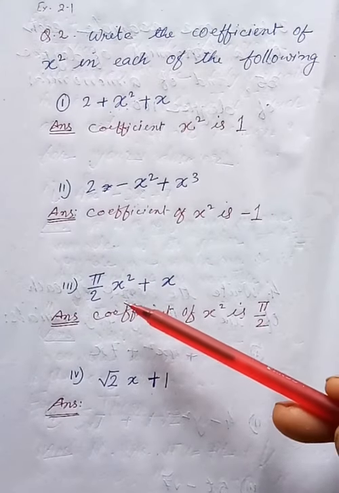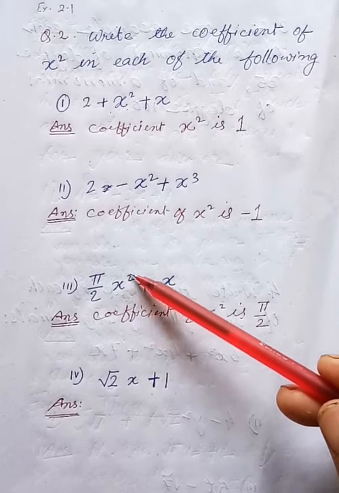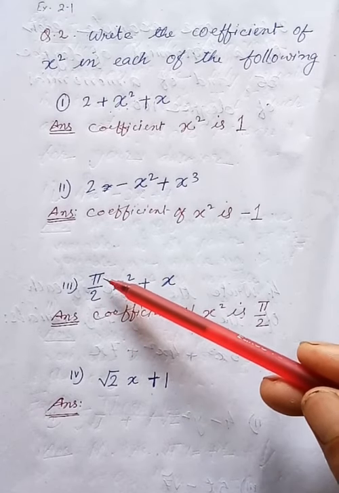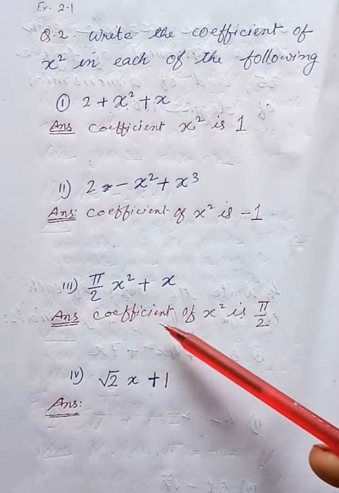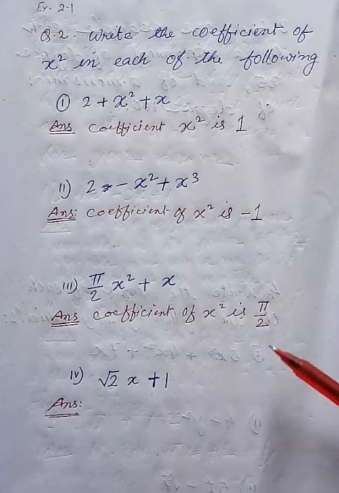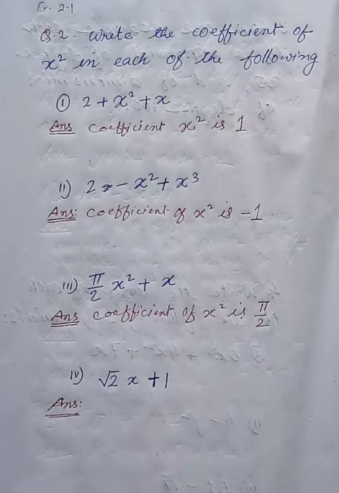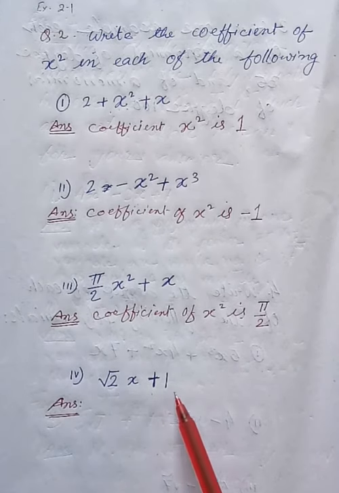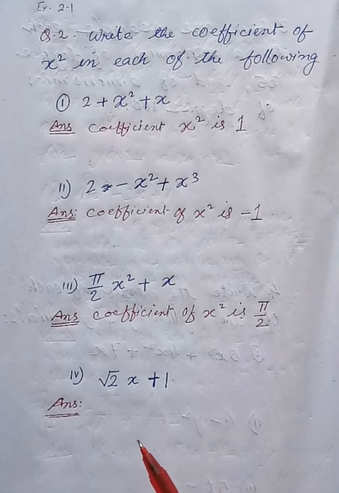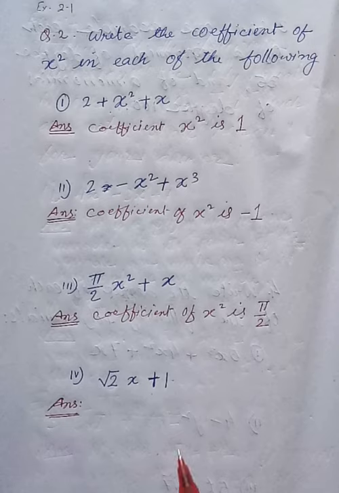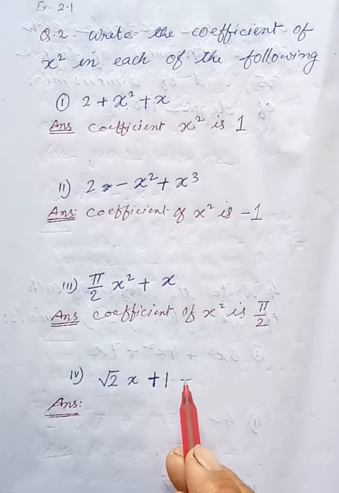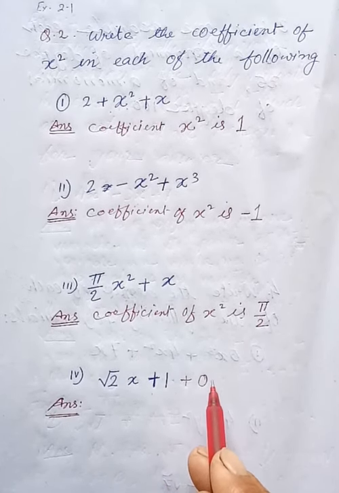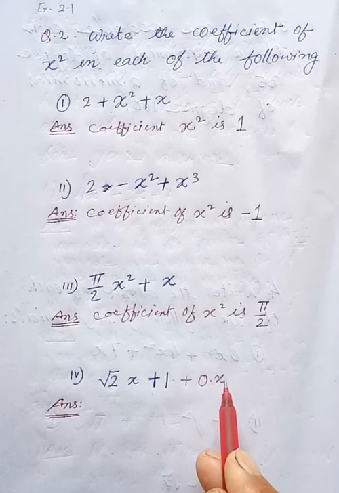Here in this expression, other than x square, what is multiplying? Pi by 2. So the coefficient of x square is pi by 2. And in the last expression, there is no x square. So how will you find the coefficient of x square? It is very simple. We can imagine here plus 0 into x square.